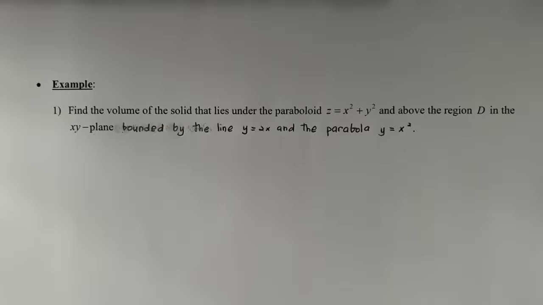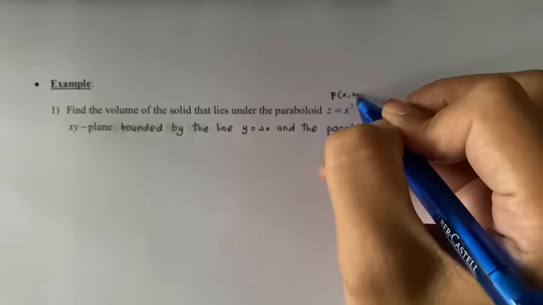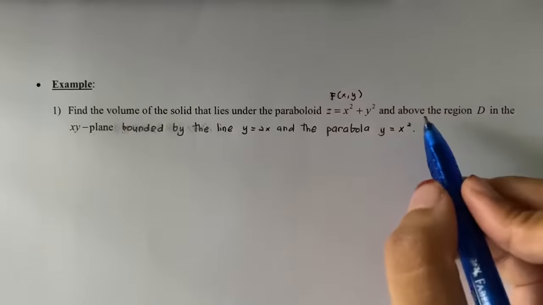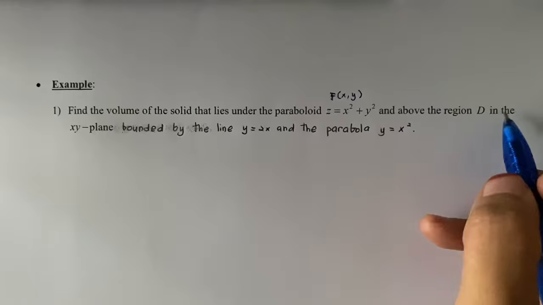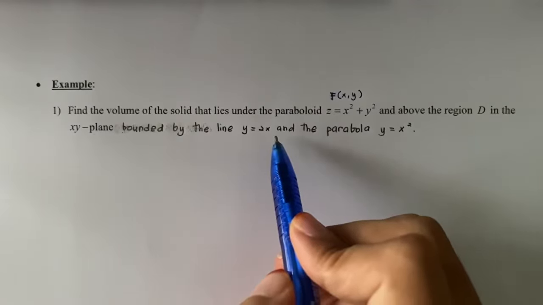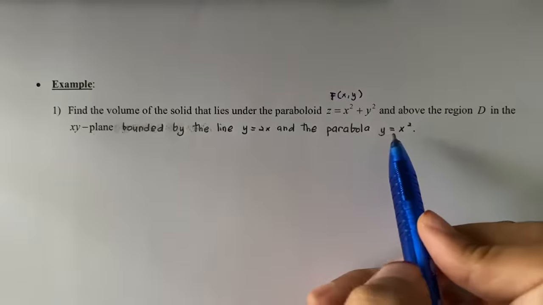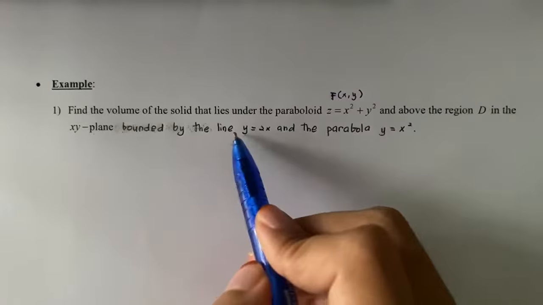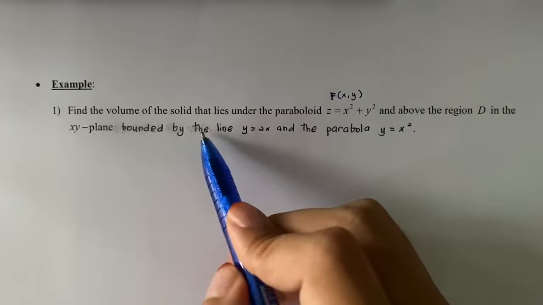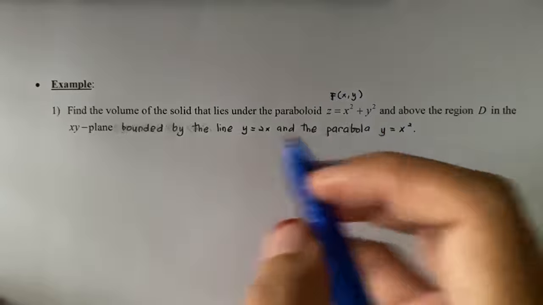Find the volume of the solid that lies under the paraboloid z equal to x square plus y square. So this is your f(x,y). And above the region D in the xy plane, bounded by the line y equal to 2x and the parabola y equal to x square. From these 2 equations, the line and the parabola, you need to sketch the region.